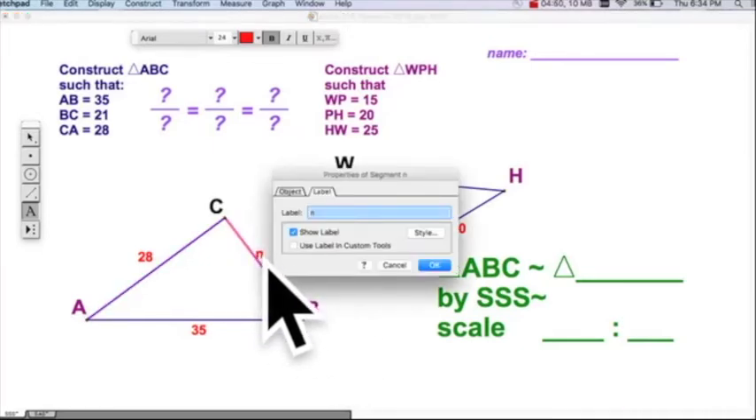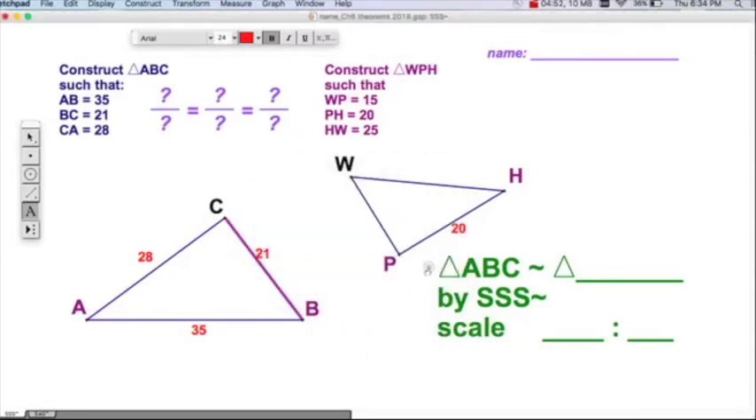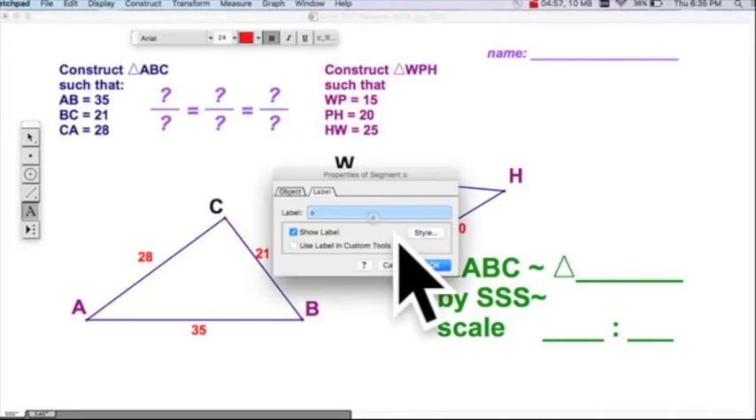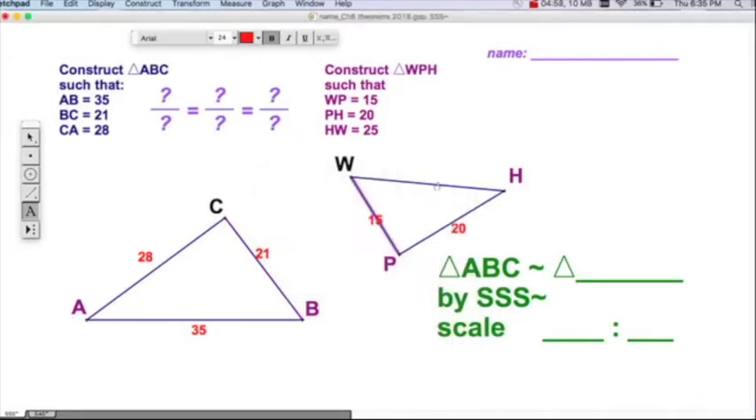BC, what do you got for BC? 21. Sweet. How about WP? Well, WP is 15. And there we go. Here it's going to be 25.